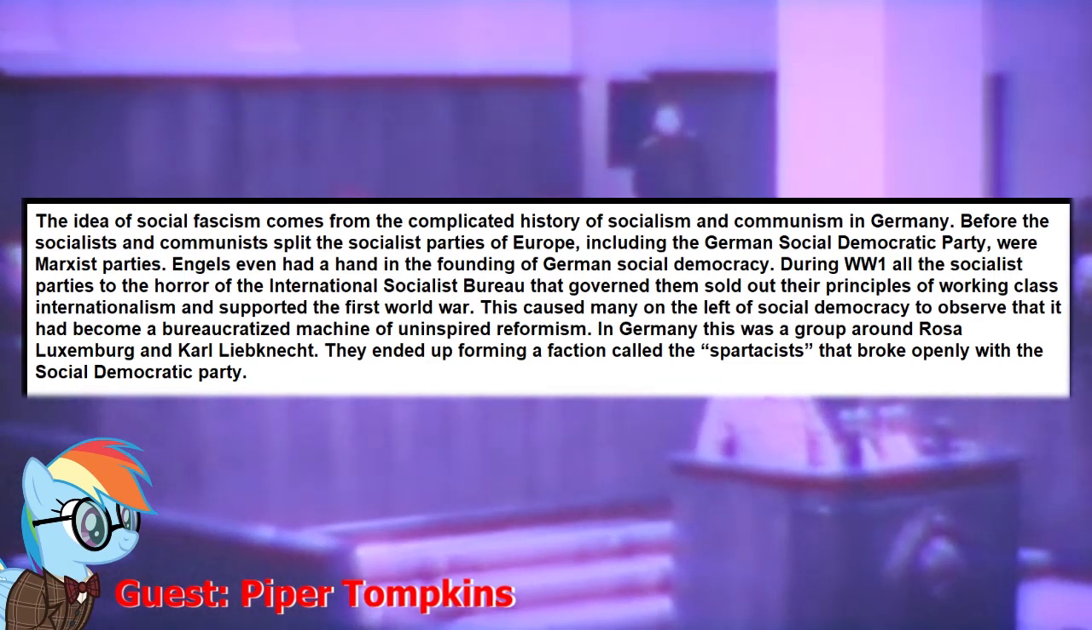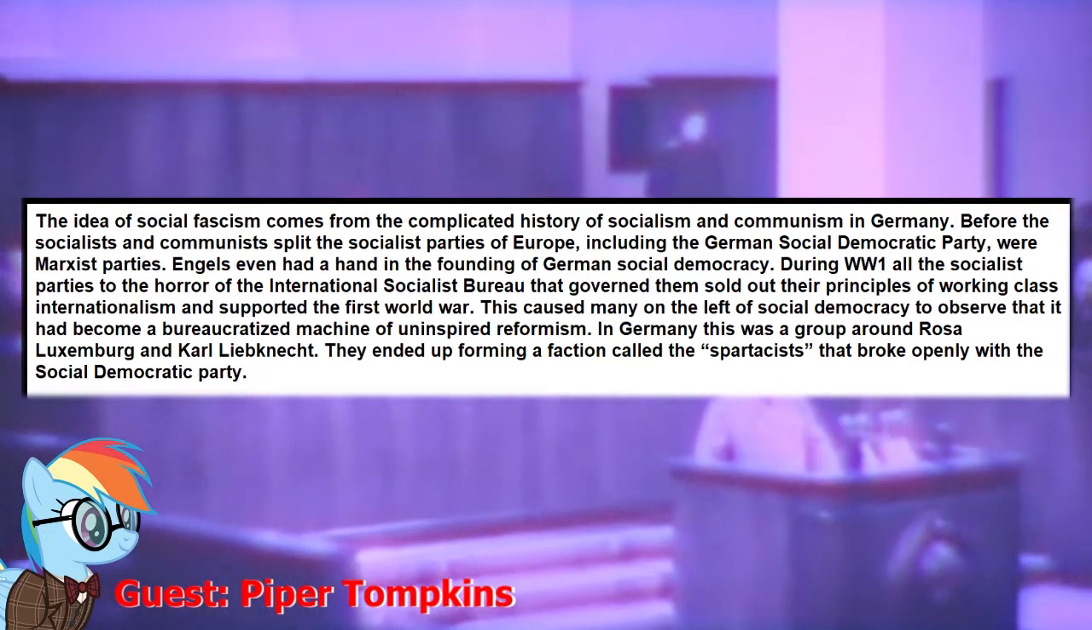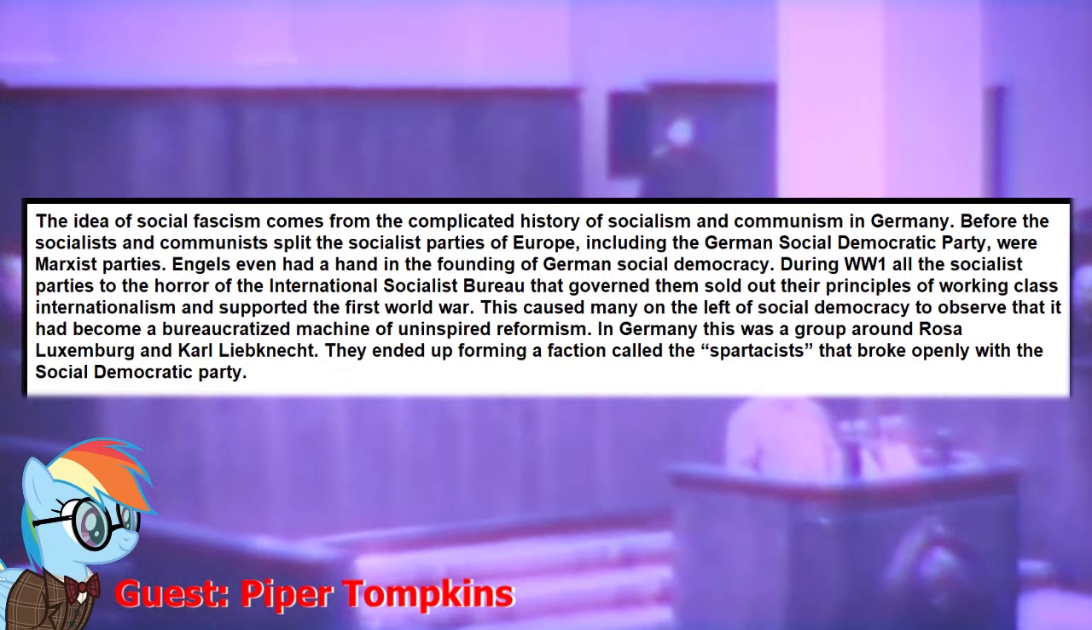Before the socialists and communists split, the socialist parties of Europe, including the German Social Democratic Party, were Marxist parties. Engels even had a hand in the founding of German social democracy. During World War I, all the socialist parties, to the horror of the International Socialist Bureau that governed them, sold out their principles of working-class internationalism and supported the First World War.